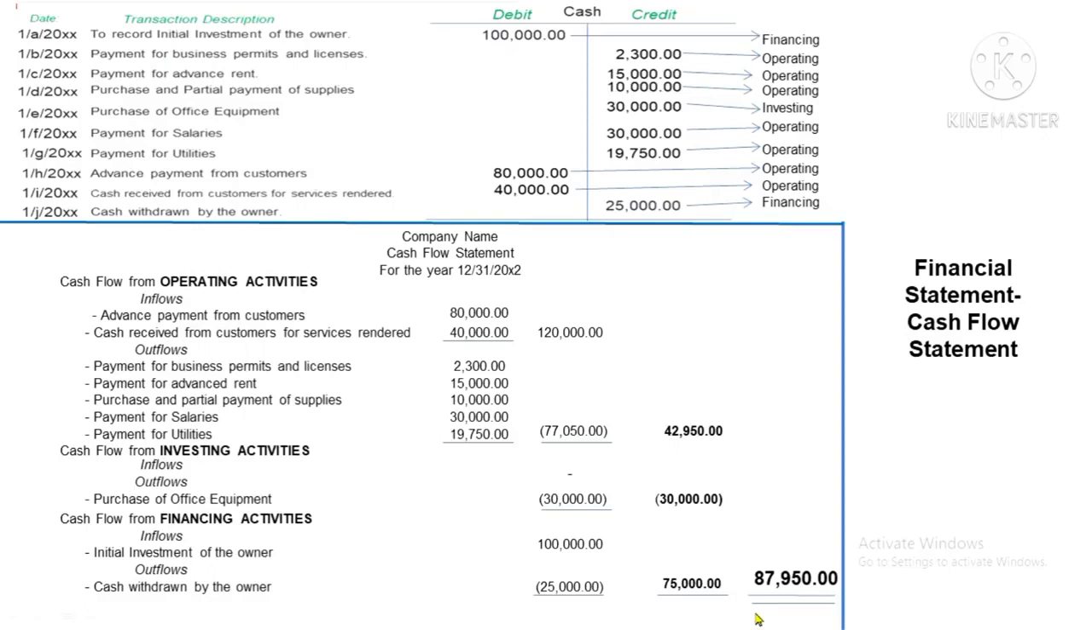Actually, aside from these three, the cash balance beginning, or cash from previous years, should be considered also. However, in our illustrative problem, the business that we have is just starting, so the cash beginning, which is 0, is ignored. So that's how you make the cash flow statement. But let me emphasize that what I taught you is just the basics of the cash flow statement. In my next videos, I will teach you how to make a cash flow statement using direct and indirect methods. And that's it for this particular slide.